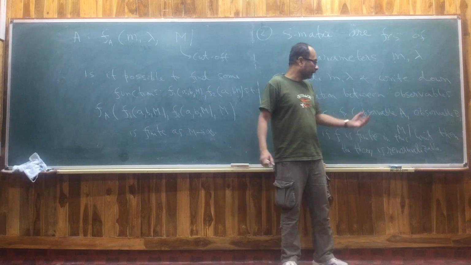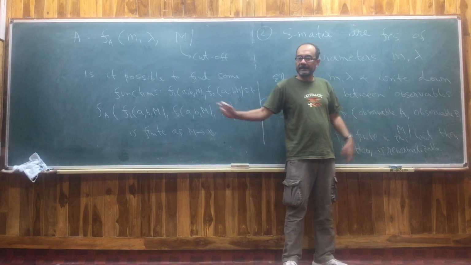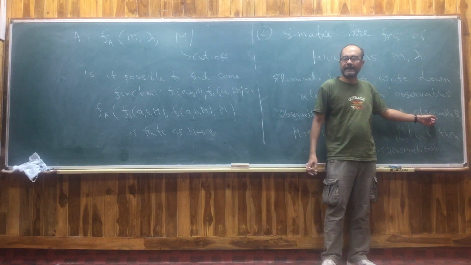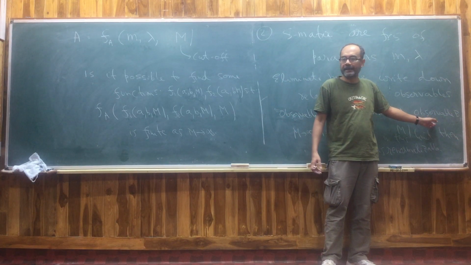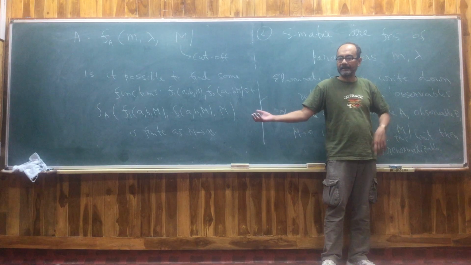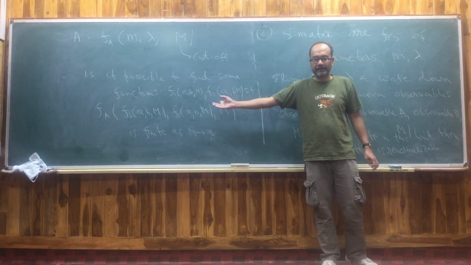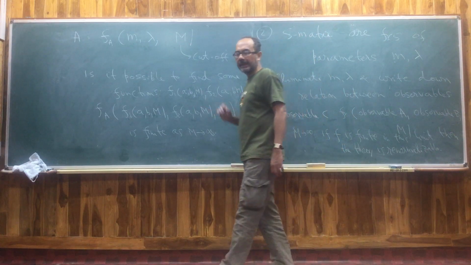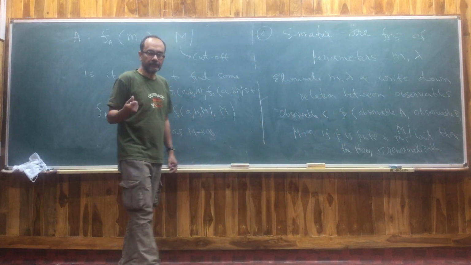The other way is also true. If this can be done, this is guaranteed because you can just take a to be observable capital A and the small parameter b to be observable b. Then we have what we have here. So these two are equivalent ways of describing renormalizability of the theory.